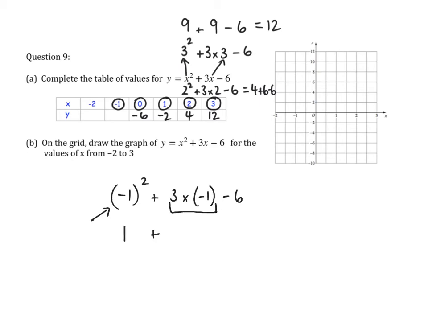3 times negative 1 is negative 3, subtract 6. So I've got 1 plus negative 3, subtract another 6. Be careful with these negative calculations. We've got negative 8. Next one, I'm going to substitute negative 2 in.